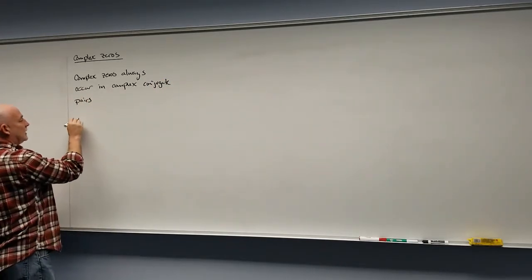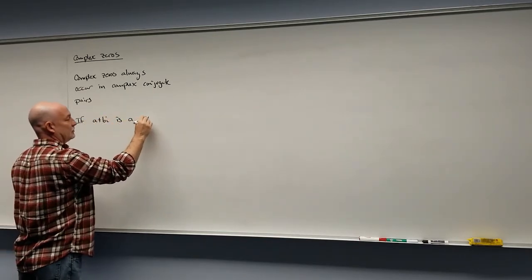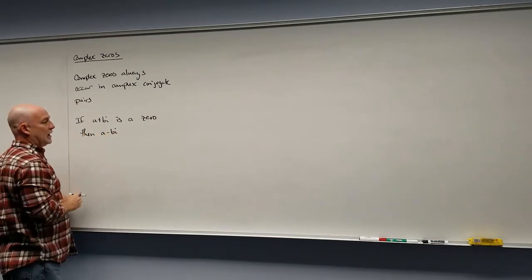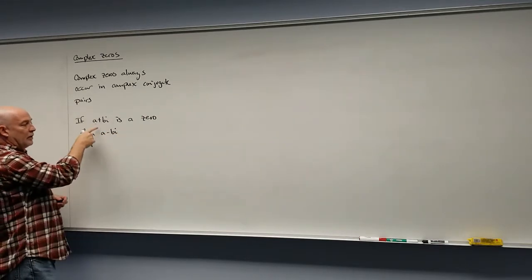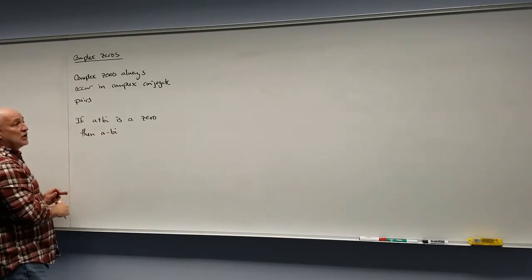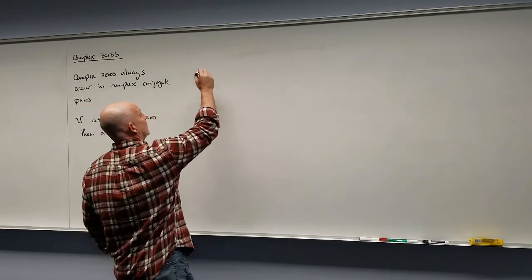It means that if a plus bi is a 0, then a minus bi is also a 0, or the other way around. So if you know that one complex number is a 0, then its conjugate is also a 0. Now the way that this shows up a lot of times is something like this.